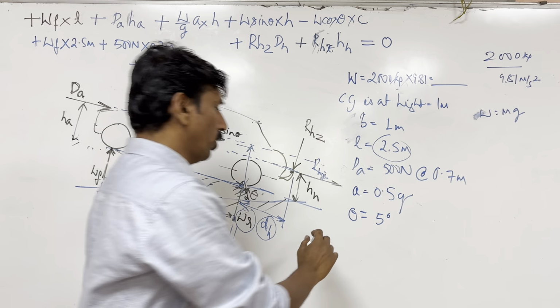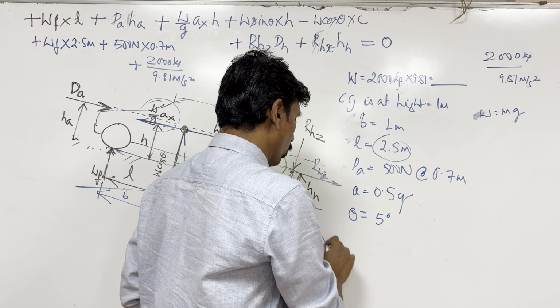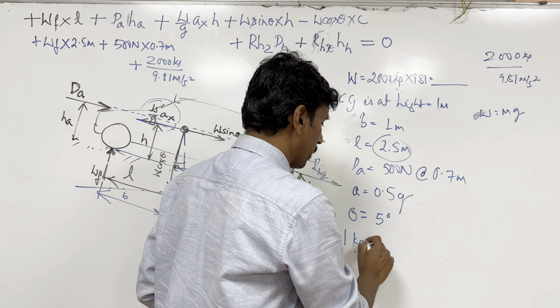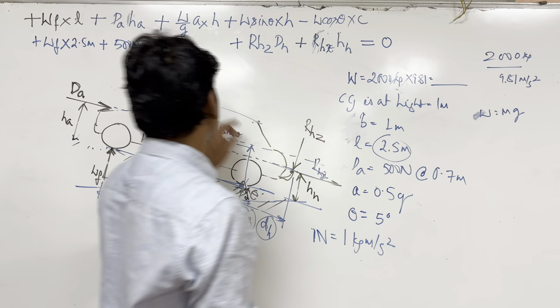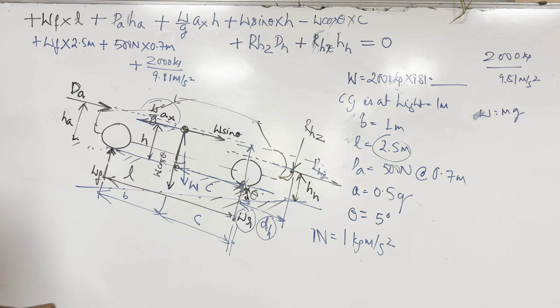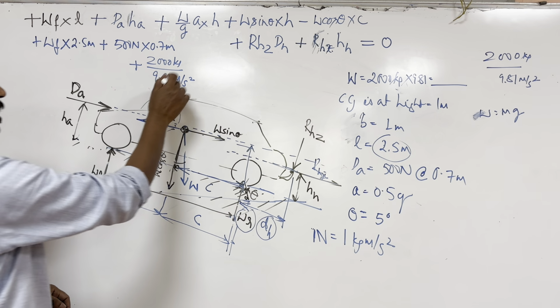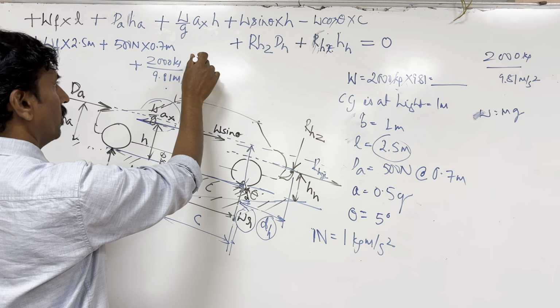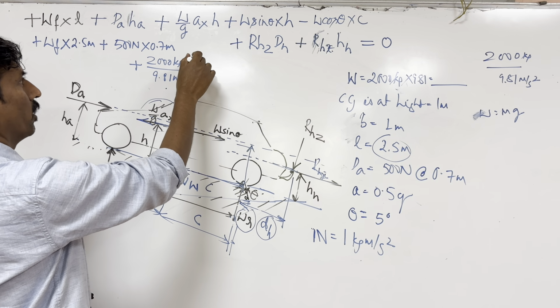You know that 1 Newton is 1 kg meter per second square. Sorry, here this is g, this acceleration is again g.